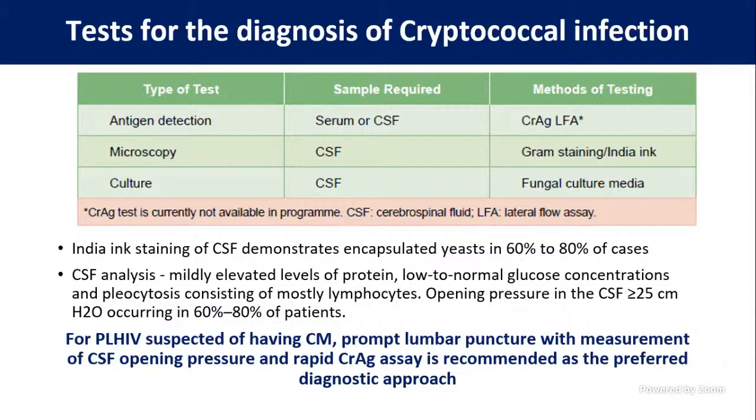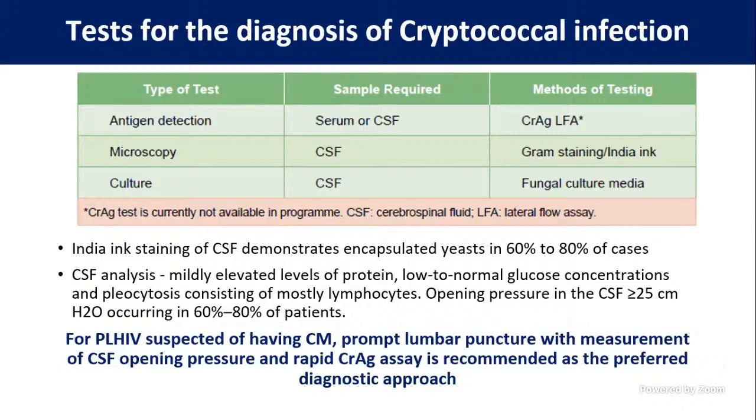Another way of identifying or suspecting cryptococcal meningitis would be when you do a CSF analysis after a lumbar puncture in these patients. It will show mildly elevated levels of protein. The glucose levels may be normal or low. And most importantly, there will be pleocytosis, meaning there will be an increase in CSF cell content, most of it again lymphocytes, and there will not be too many cells.